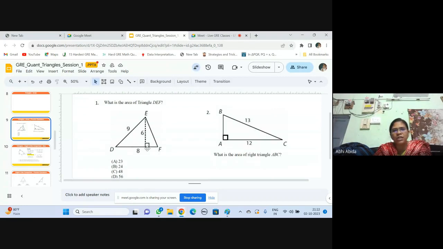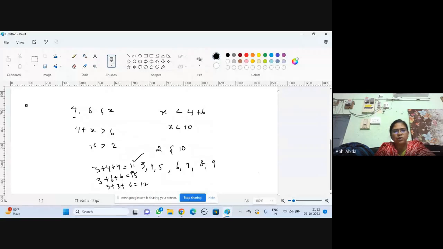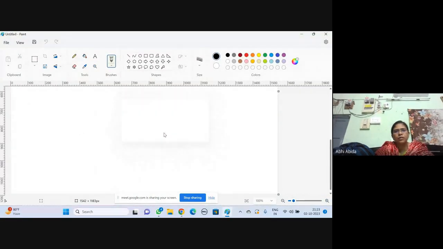Half BH, base into height. The height of the triangle is always measured by the perpendicular drop from the tip of the triangle to the bottom. So this will be the height of the triangle, right? The area of the triangle formula is half BH. Base is 8, height is 6. So half into 8 into 6. Half of 8 is 4. So what is 4 into 6?